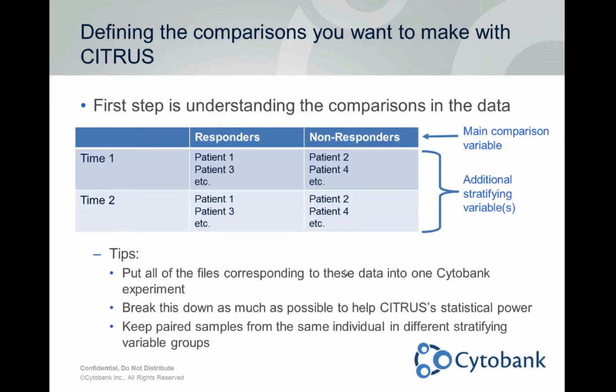So the first step is understanding the comparisons you want to make in the data. So in this case, like that example I used before, there are responders and non-responders, and this is the main comparison variable.